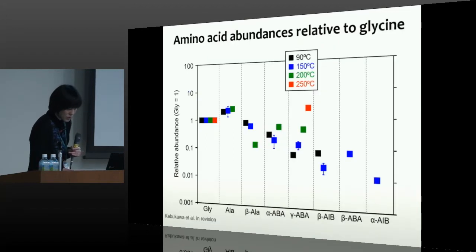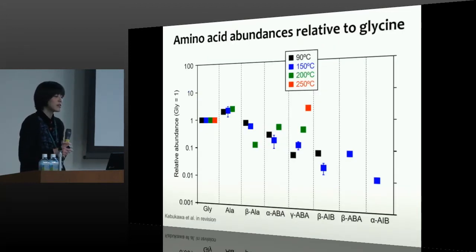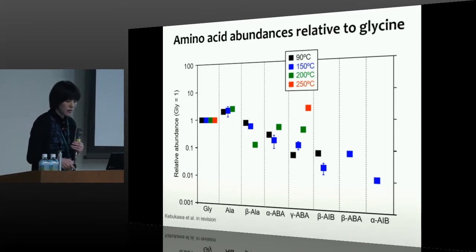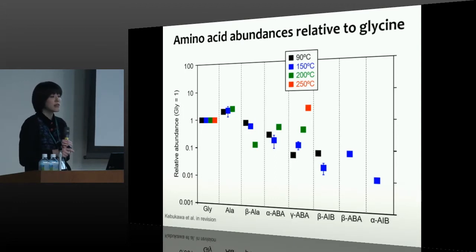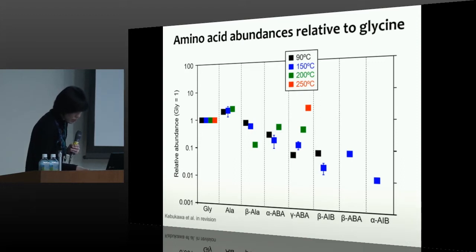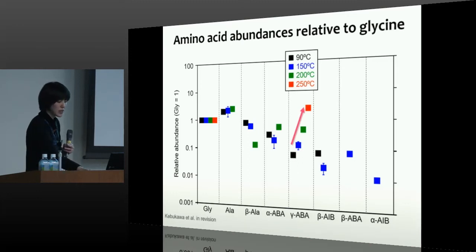So going back to the amino acid abundance, this is the amino acid abundance relative to glycine without mineral. Generally, as carbon number increases, the abundance decreases. But alanine is larger than glycine. And look at the gamma aminobutyric acid: it increases as temperature increases.